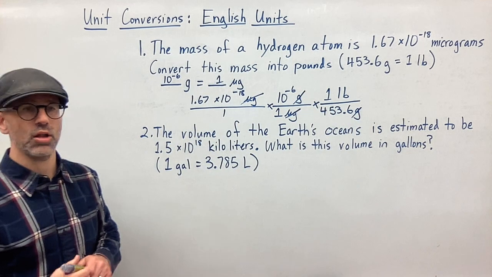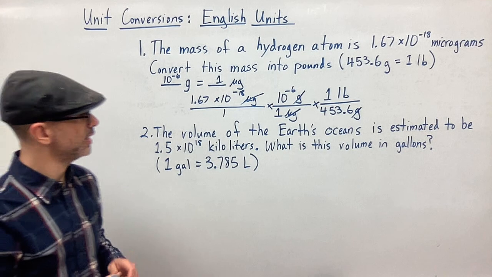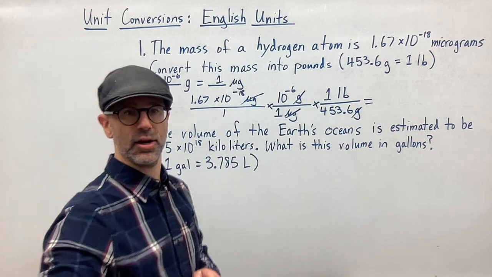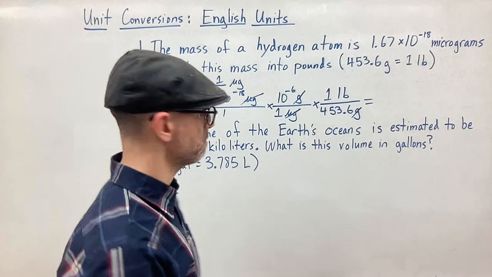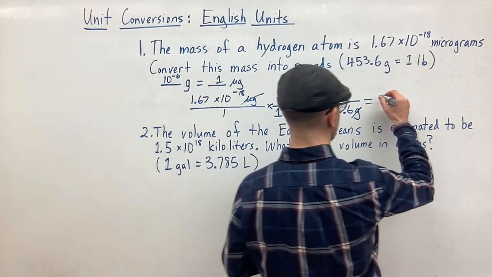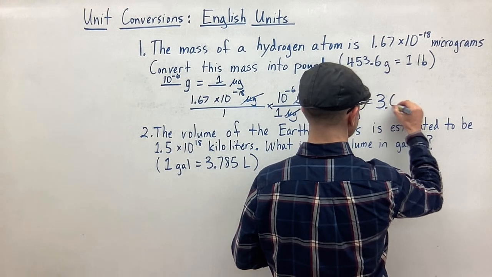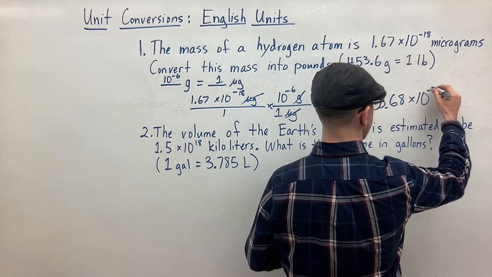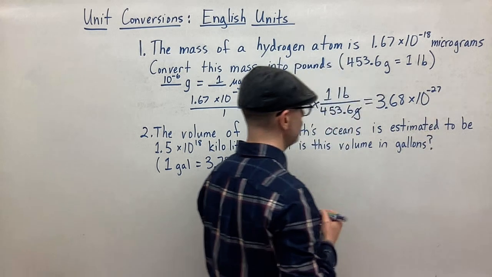So at this point, all I do is multiply and divide and I get my answer. So let's go ahead and calculate that out. And that's going to be 3.68 times 10 to the negative 27 pounds.